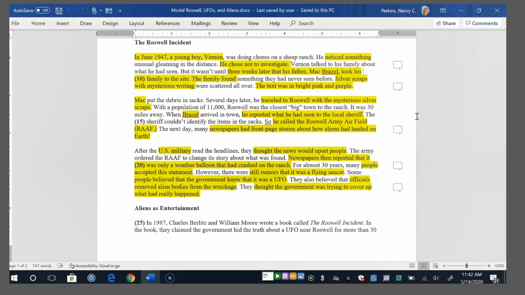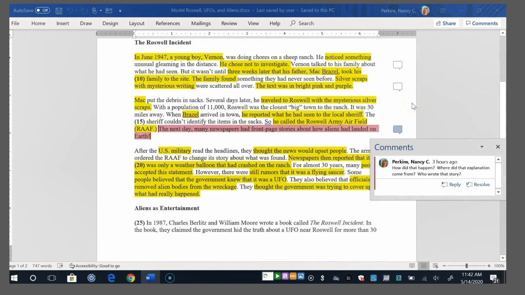The next day, many newspapers had front page stories about how aliens had landed on Earth. And my comment here was, how did that happen? Where did that explanation come from? Who came up with the alien idea? Who wrote that story?